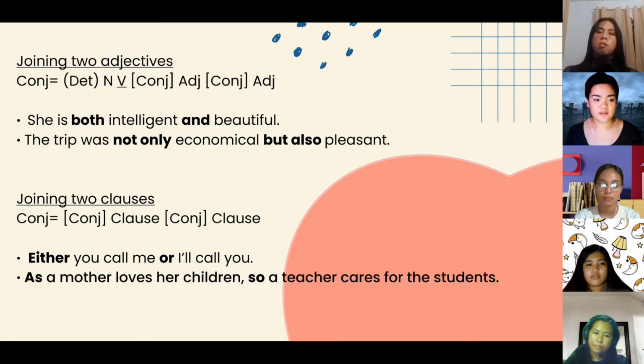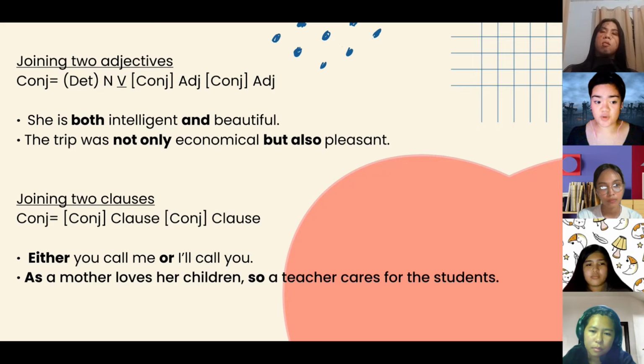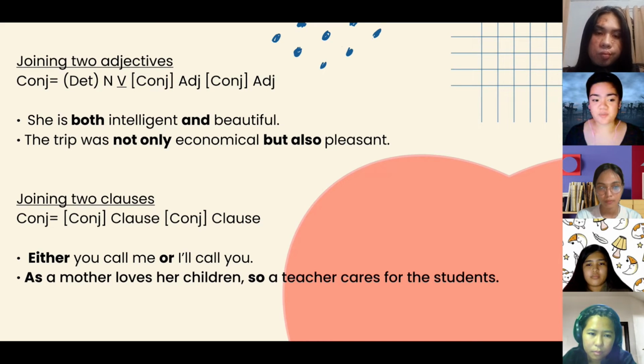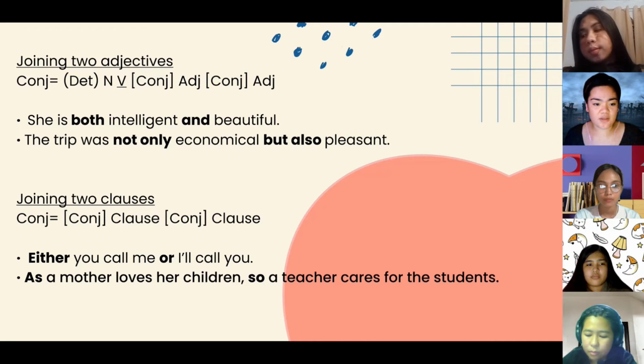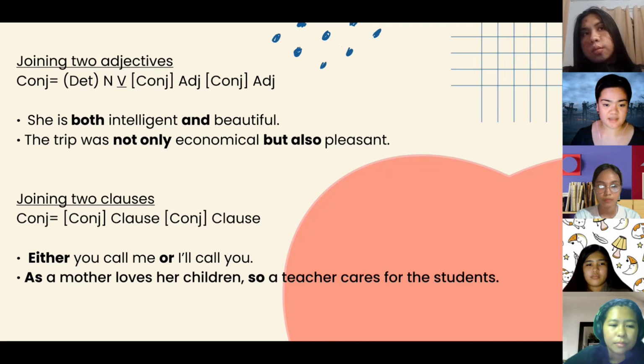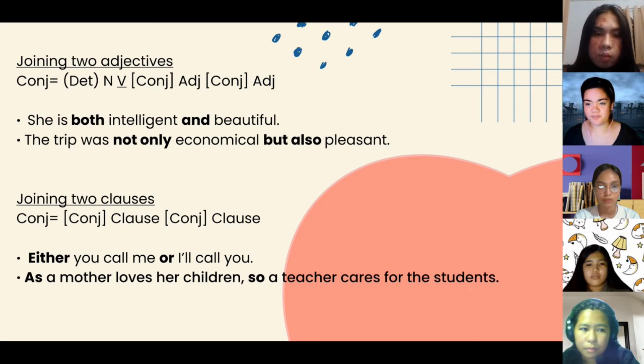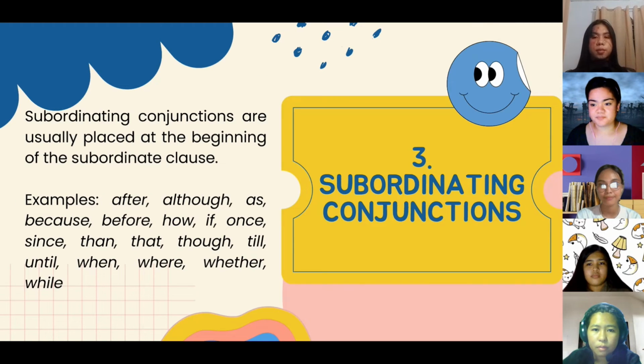And for the last one, we also use correlative conjunctions when joining two clauses. The syntactic environment would be the first conjunction, the first independent or dependent clause, the second conjunction, and the second clause. In the example below, we use "either" and "or," and "as" and "so." In the examples below, we could see that the conjunctions are in the initial and medial position. That's all, ma'am.